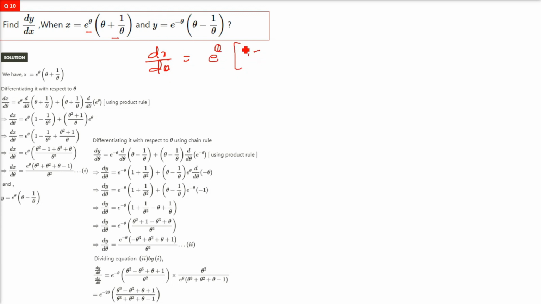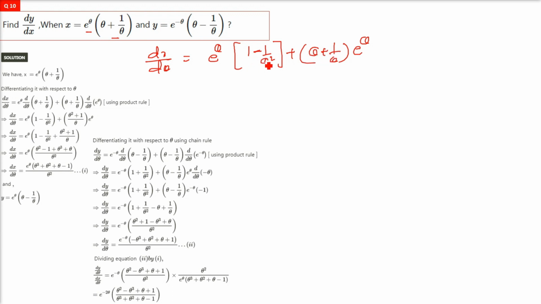So dx by d theta: e to the power theta first, then we'll differentiate theta plus 1 by theta. So this is going to be 1 minus 1 by theta square, because differentiation of 1 by theta is negative 1 by theta square. And then theta plus 1 by theta, differentiation of e to the power theta will be e to the power theta only. So can we resolve them? Yes, we can definitely resolve them.